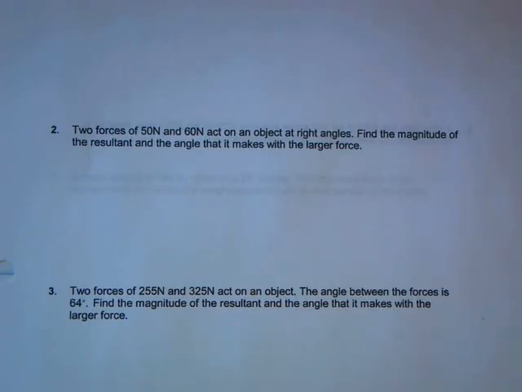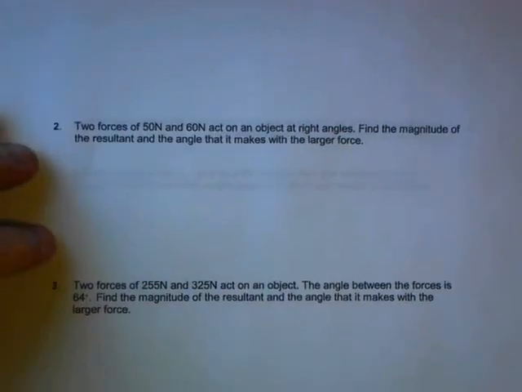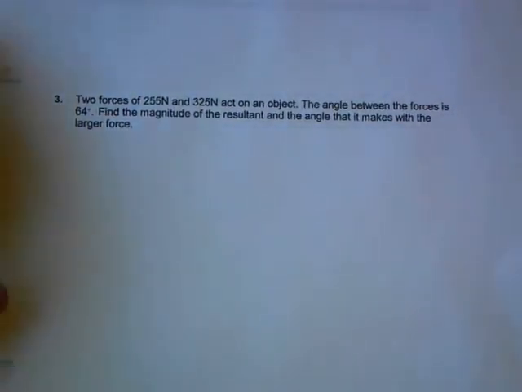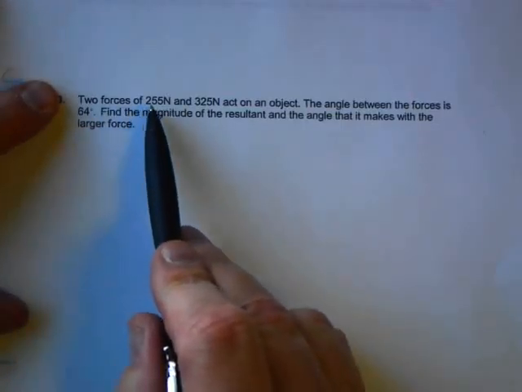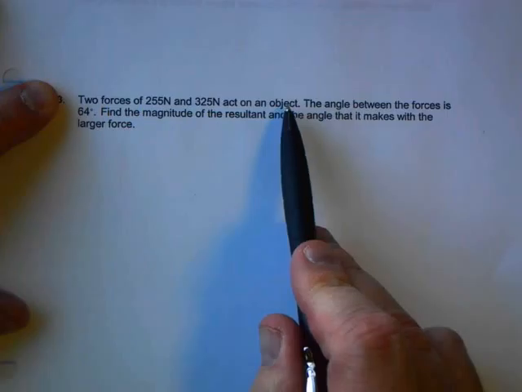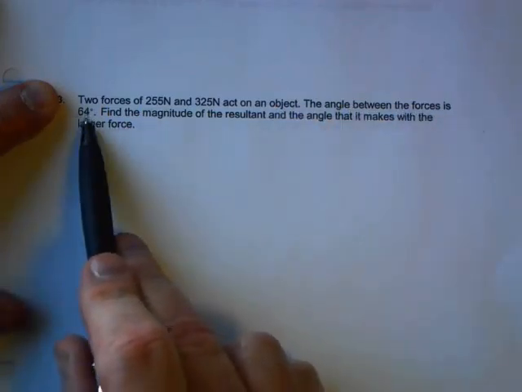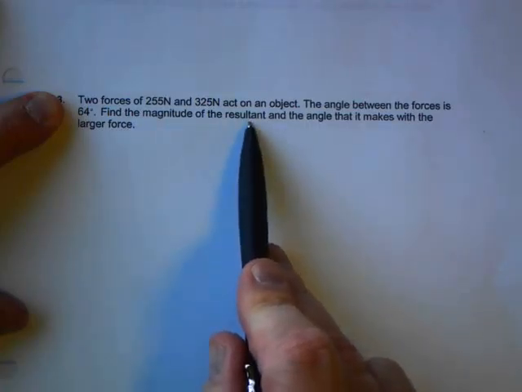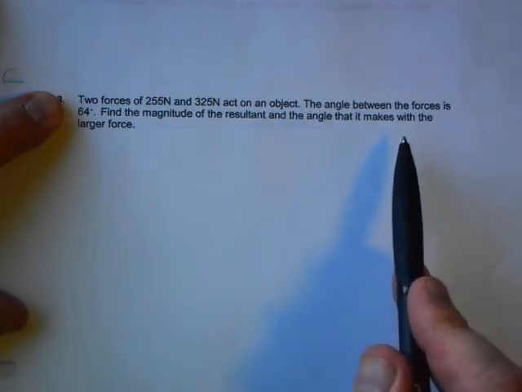Okay. All right, the other day, as I recall, we did problems 1 and 2. All right, so let's take a look at 3. Number 3 says, two forces of 255 newtons and 325 newtons act on an object. The angle between the forces is 64 degrees. Find the magnitude of the resultant and the angle it makes with the larger force.